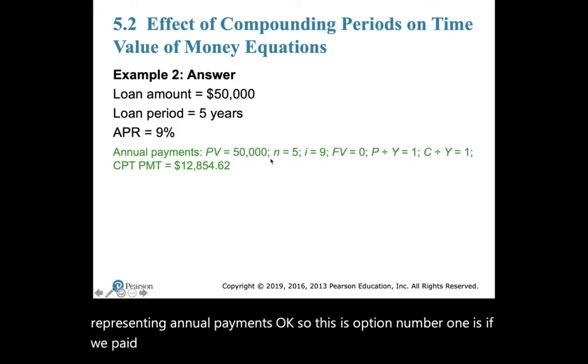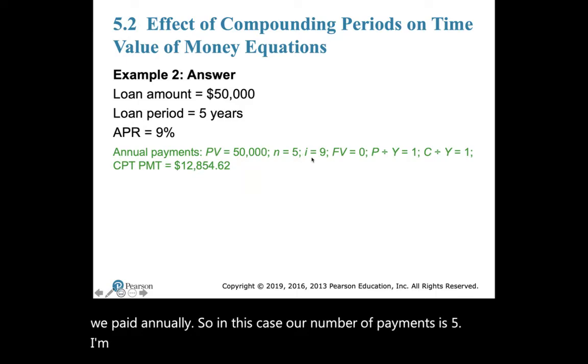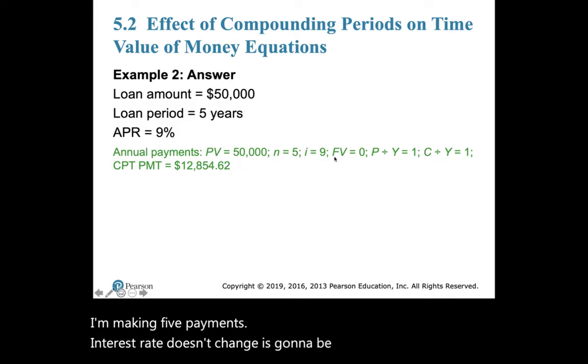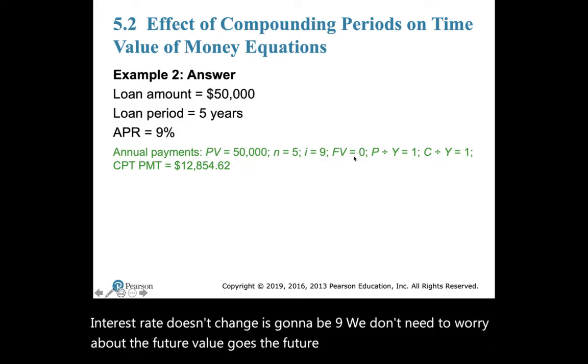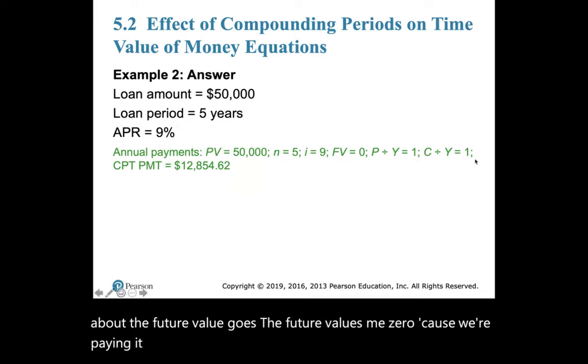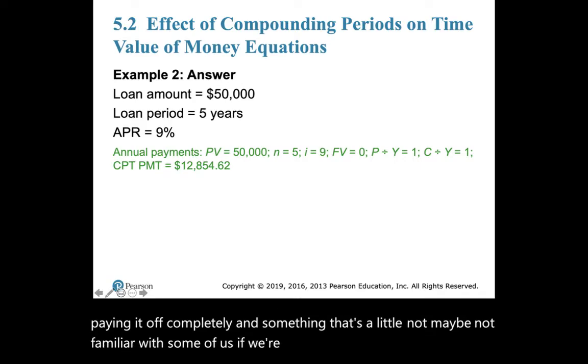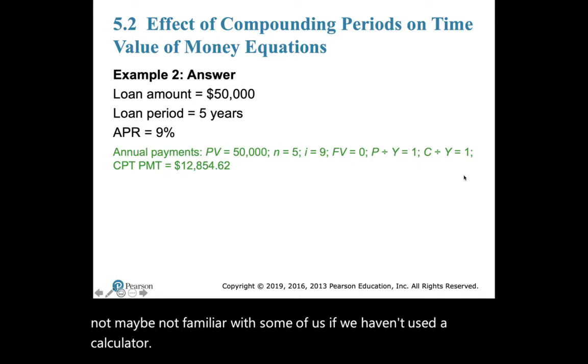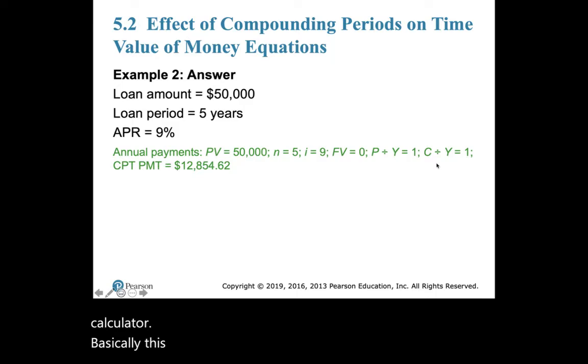So in this case, our number of payments is 5. Okay, we're only making 5 payments. Our interest rate doesn't change. It's going to be 9%. We don't need to worry about the future value because the future value is going to be 0, because we're paying it off completely. Okay, and something that might not be familiar to some of us if we haven't used the calculator, but basically, this just indicates the format. So in this case, this shows that it's an annual payment.